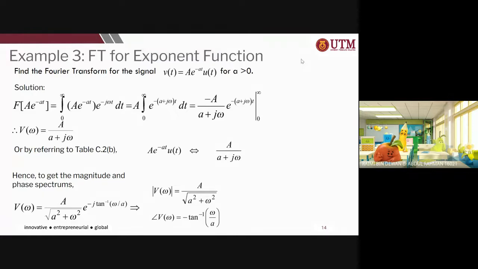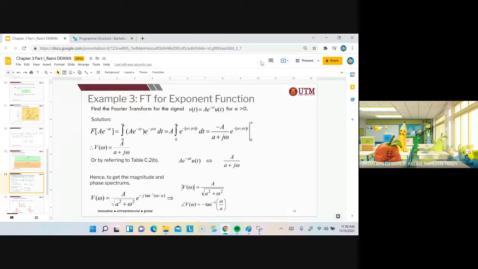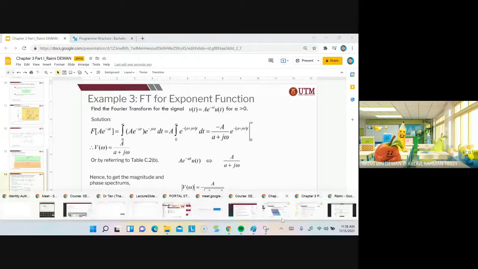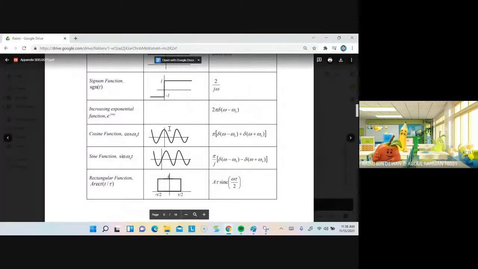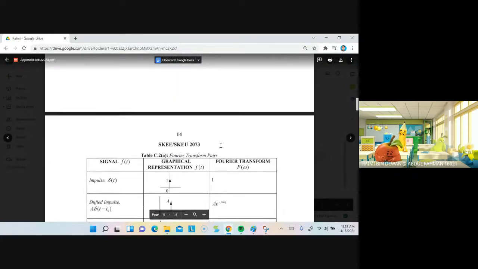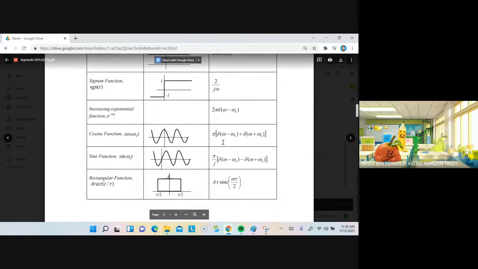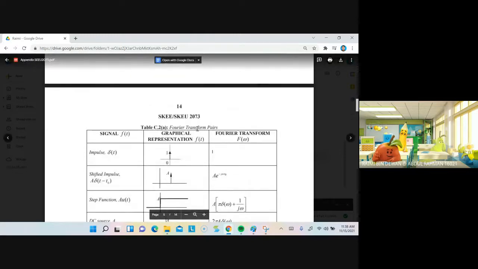So next is the example of the Fourier transform for an exponent. Again, we look at our table in the appendix. You can look at your own appendix also, so that you know where to find them. This is the Fourier transform pair table.